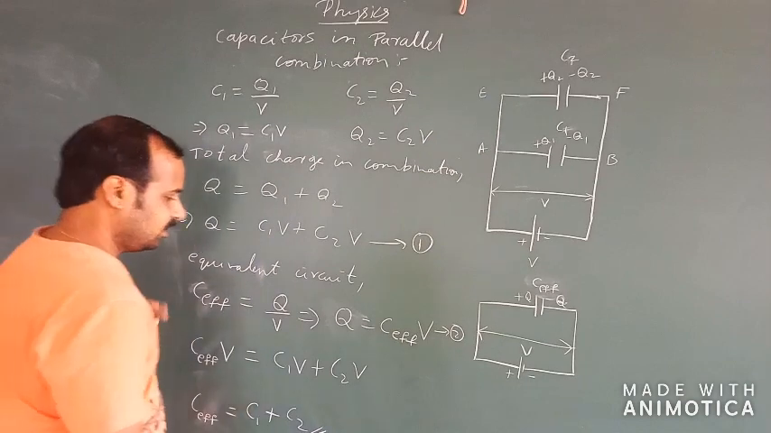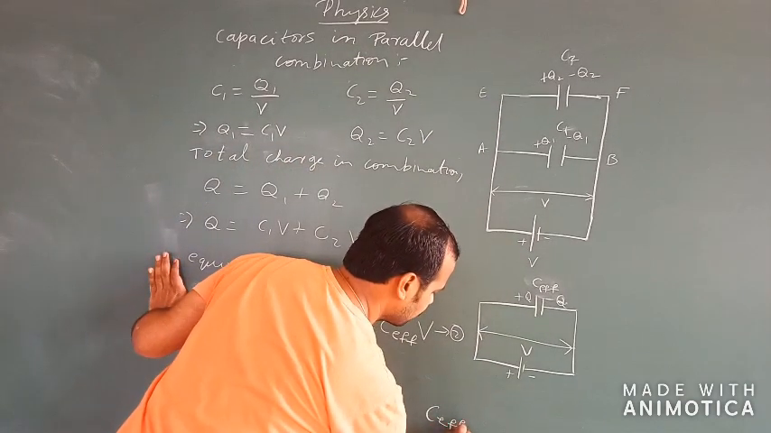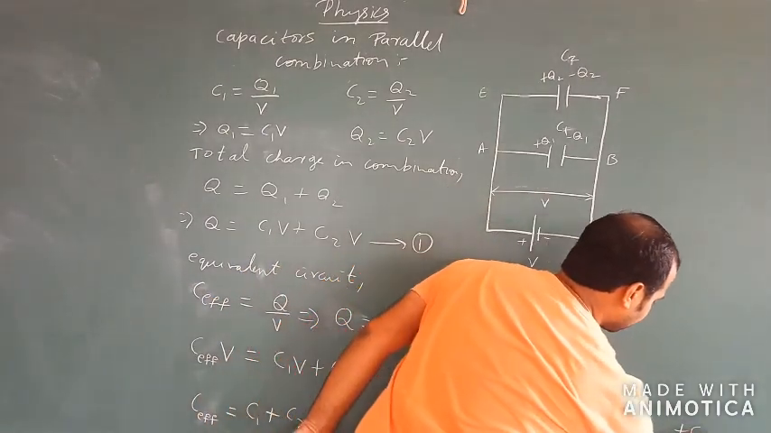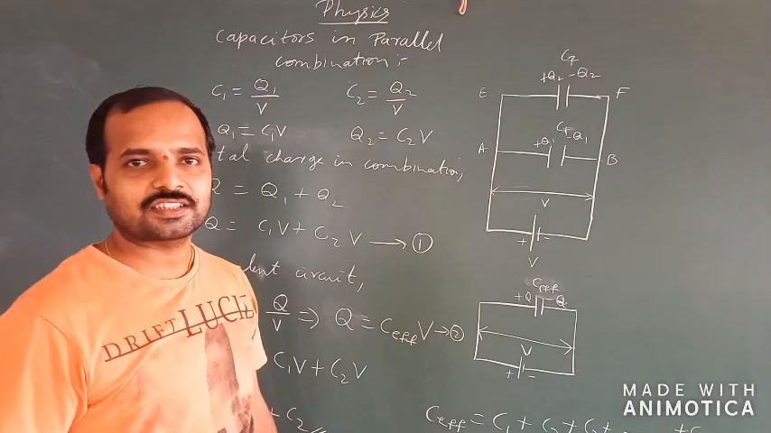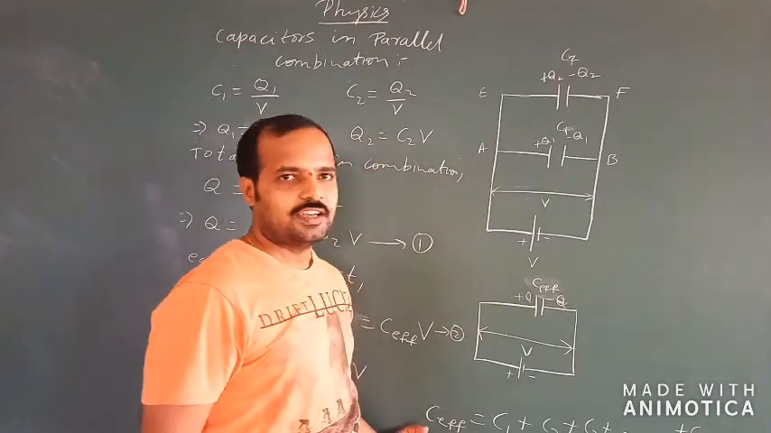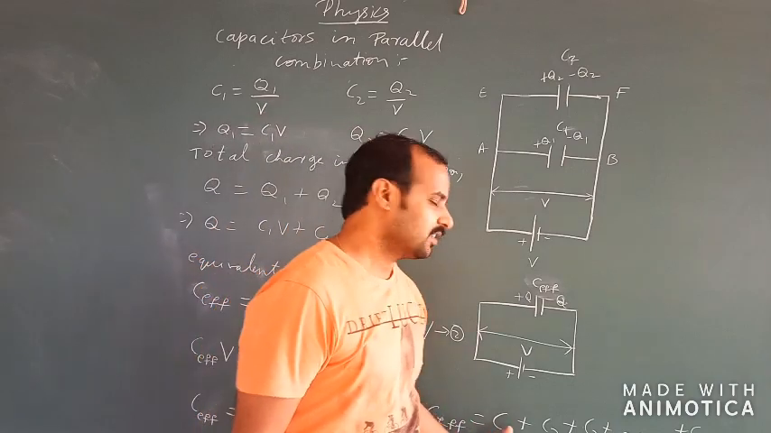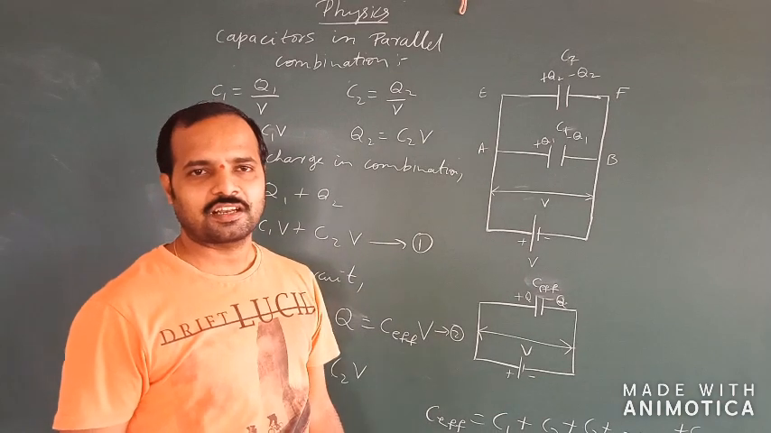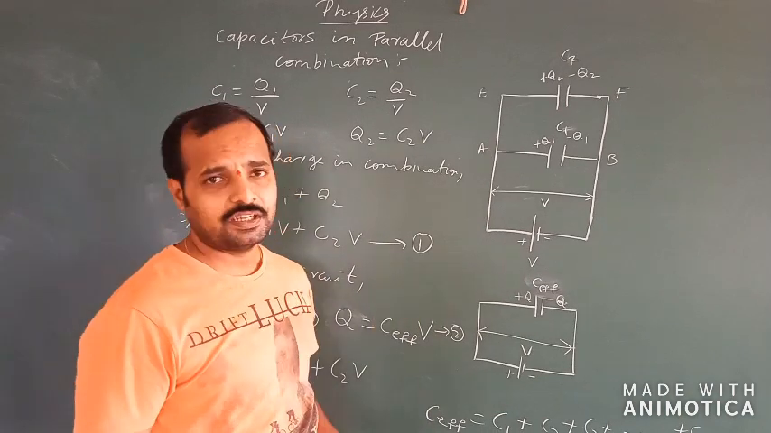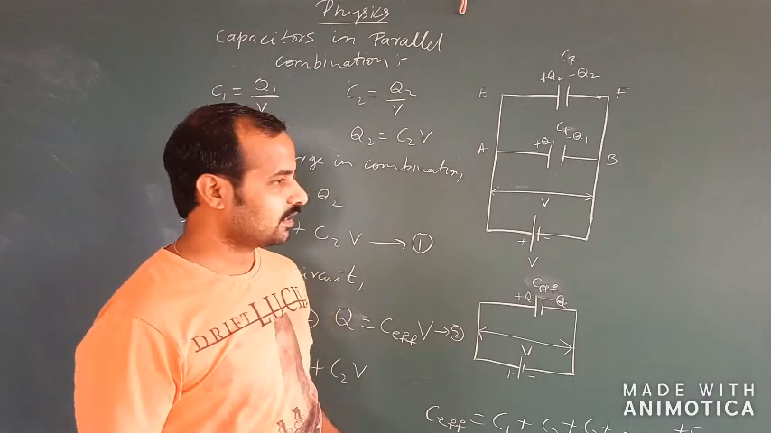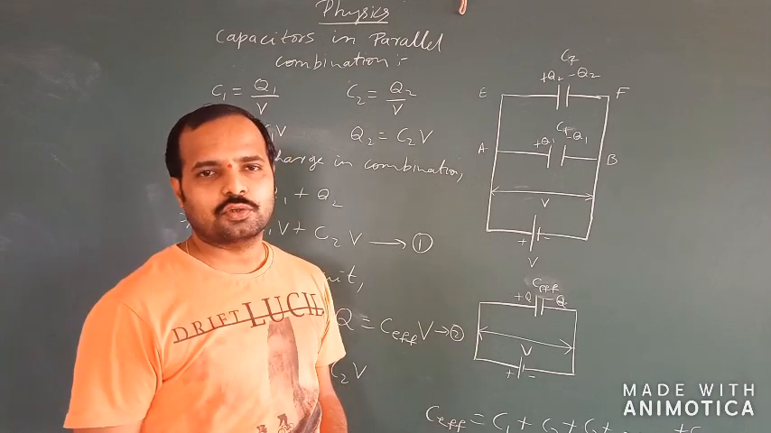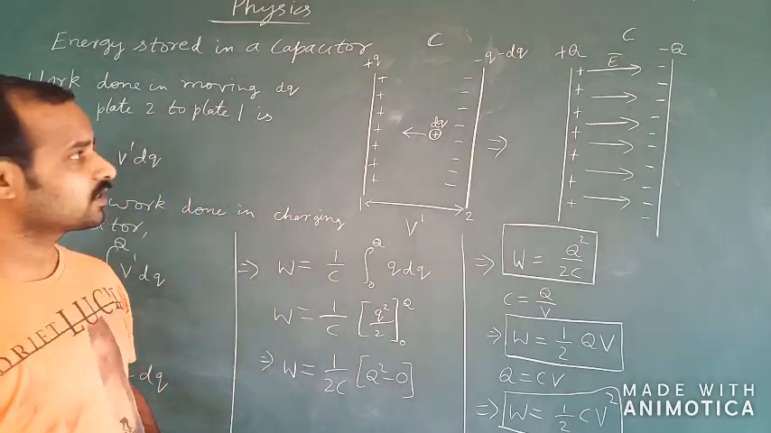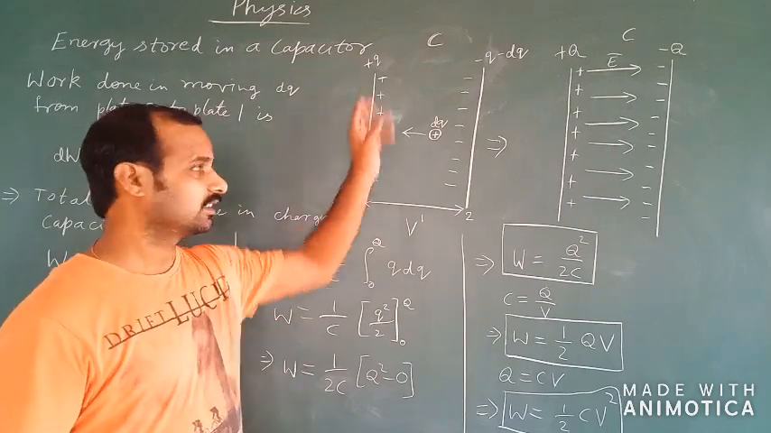In such a case, the effective capacitance becomes C1 plus C2 plus C3 plus etc. plus Cn. That is, if I have n number of capacitors connected in parallel combination, the effective capacitance of the combination will be just the sum of the capacitances of all the capacitors connected in parallel. So this is about the combination of capacitors, and next we will go on to the energy stored in the capacitor. We are going to have a look at the electrostatic energy which is stored in the capacitor in the form of the charges.